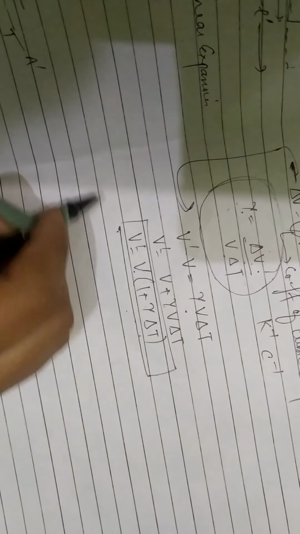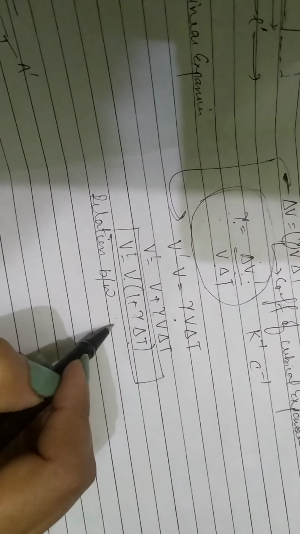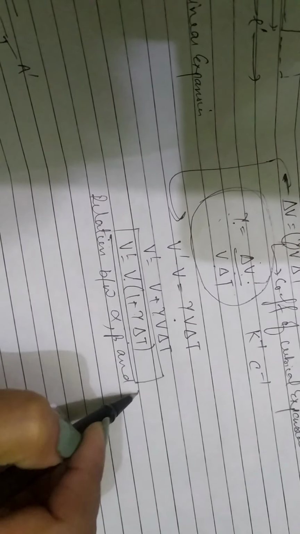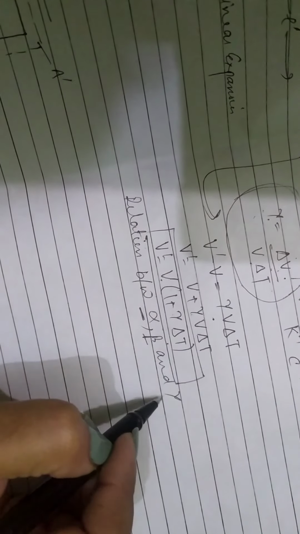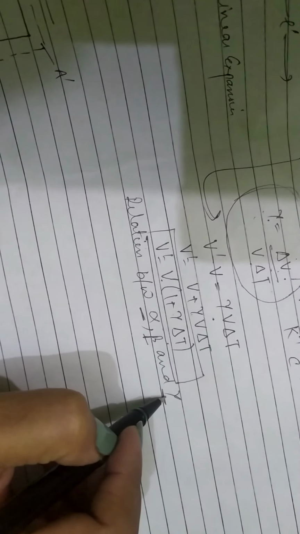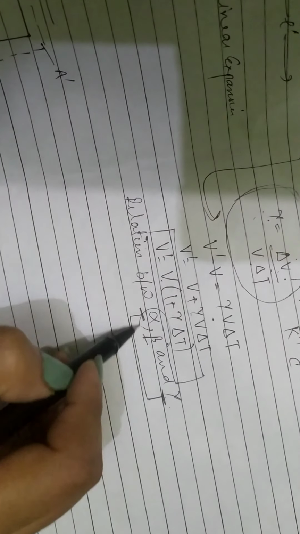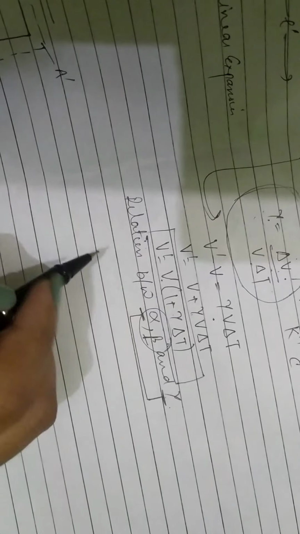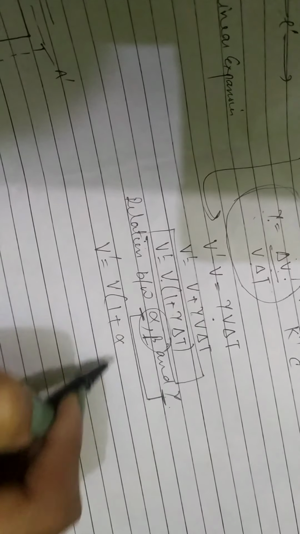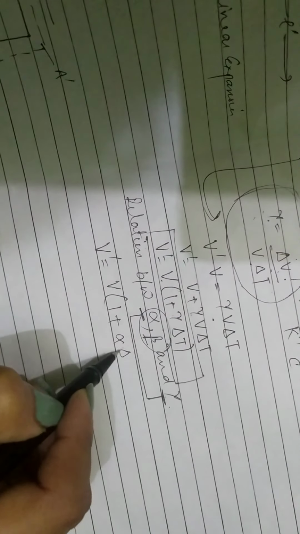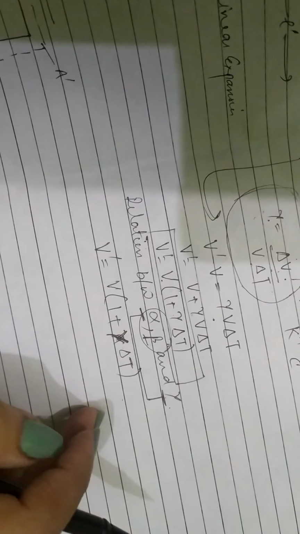After that, what is the relation between alpha, beta and gamma? To derive the relation between alpha, beta and gamma, recall that alpha is the coefficient of linear expansion, beta is the coefficient of superficial expansion and gamma is the coefficient of cubical expansion. I will derive the relation between these two and you have to derive the relation for these two. Now see how to derive. We know that the new volume V dash is given by V into 1 plus gamma delta T. This is the volume increase in a cube.